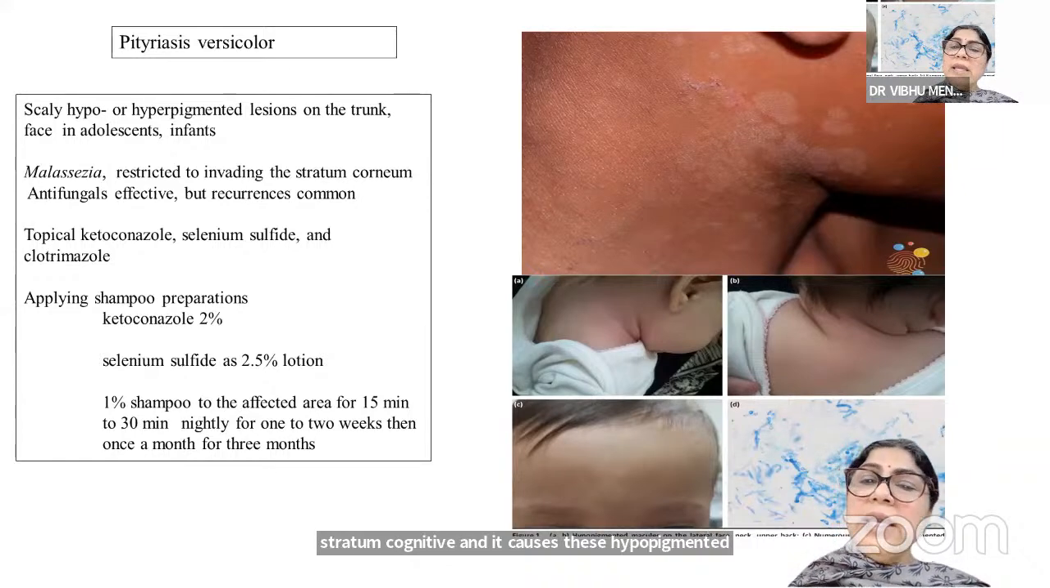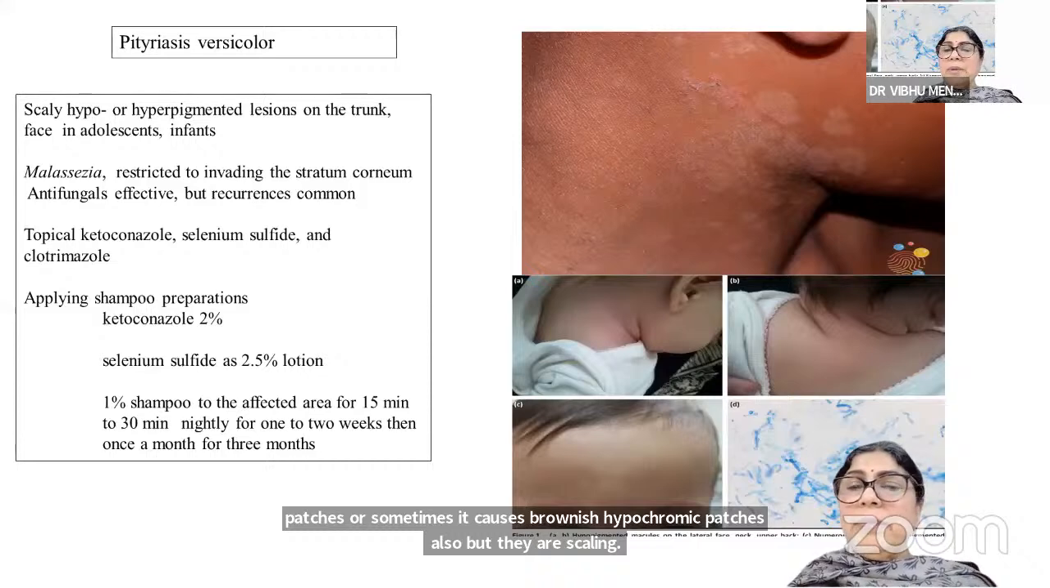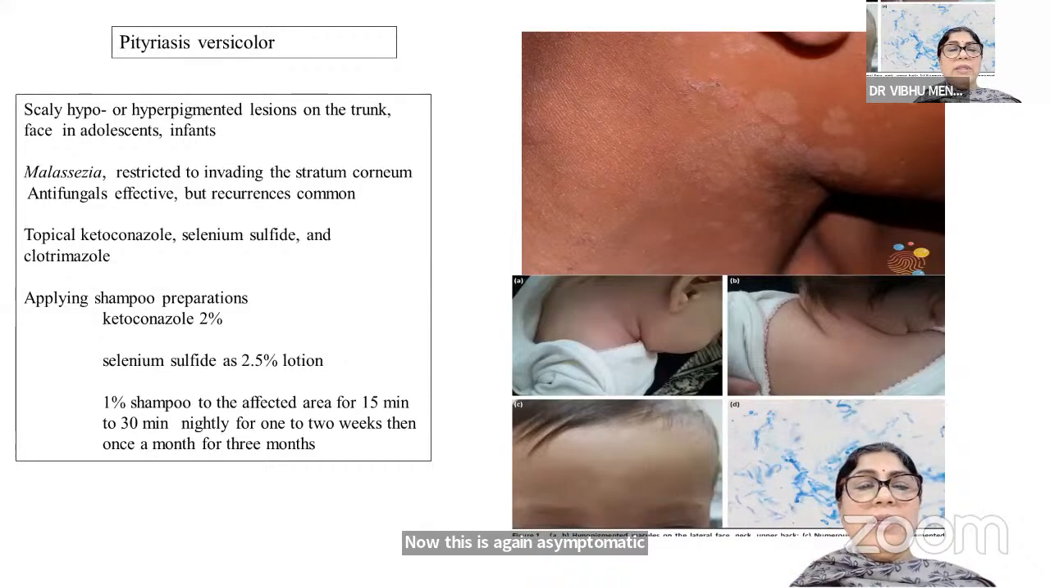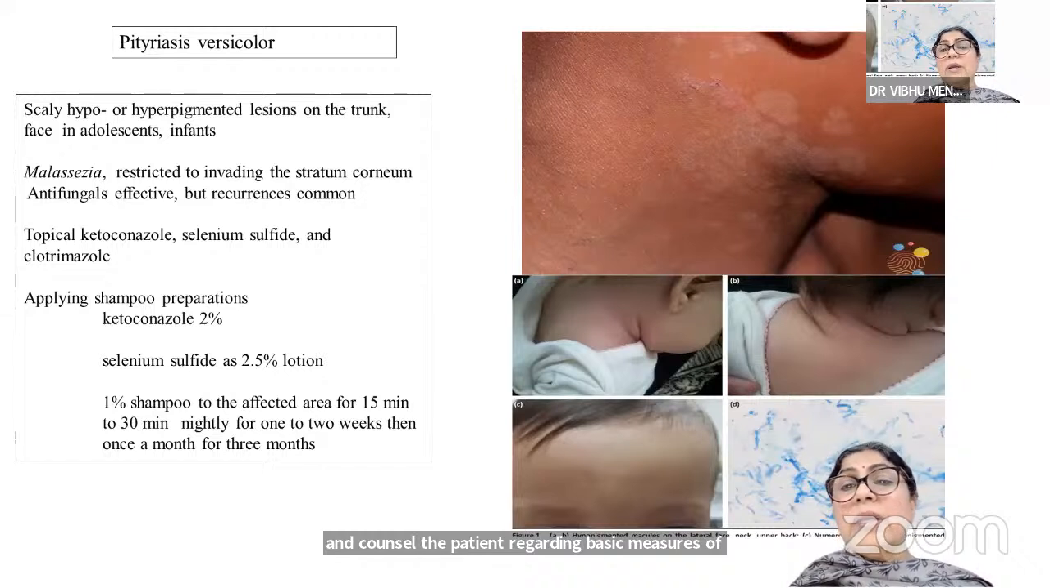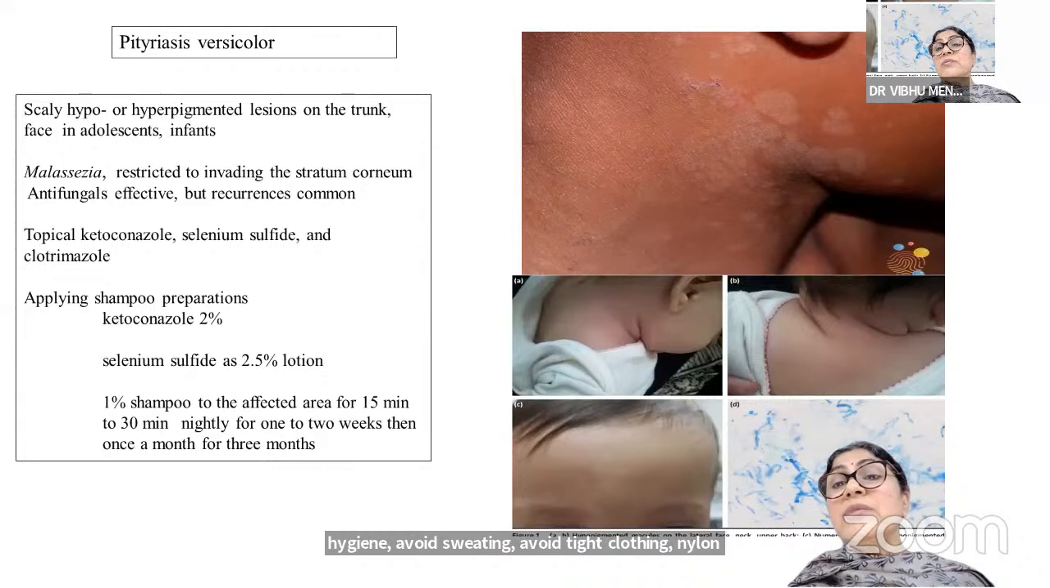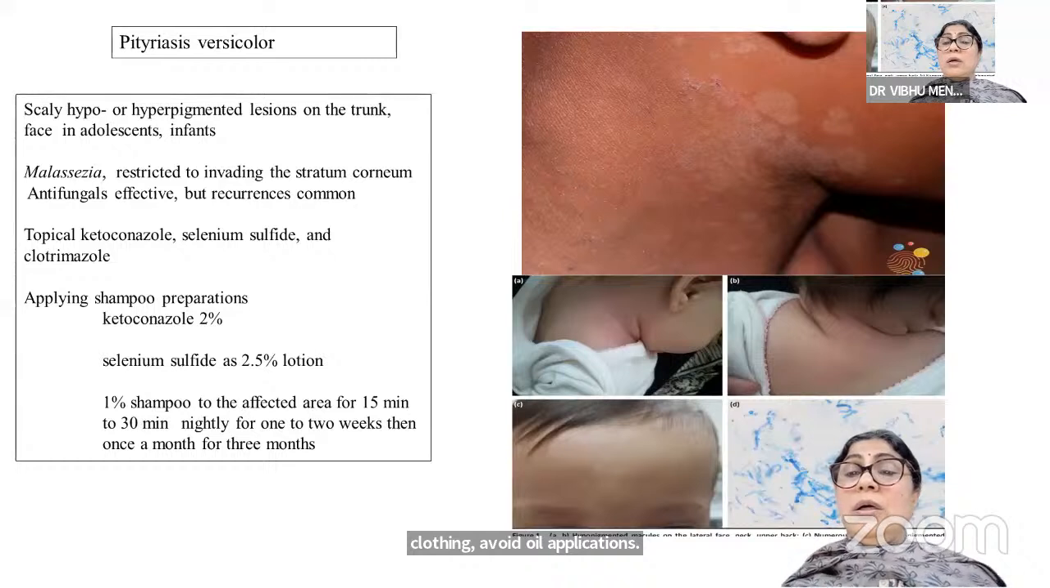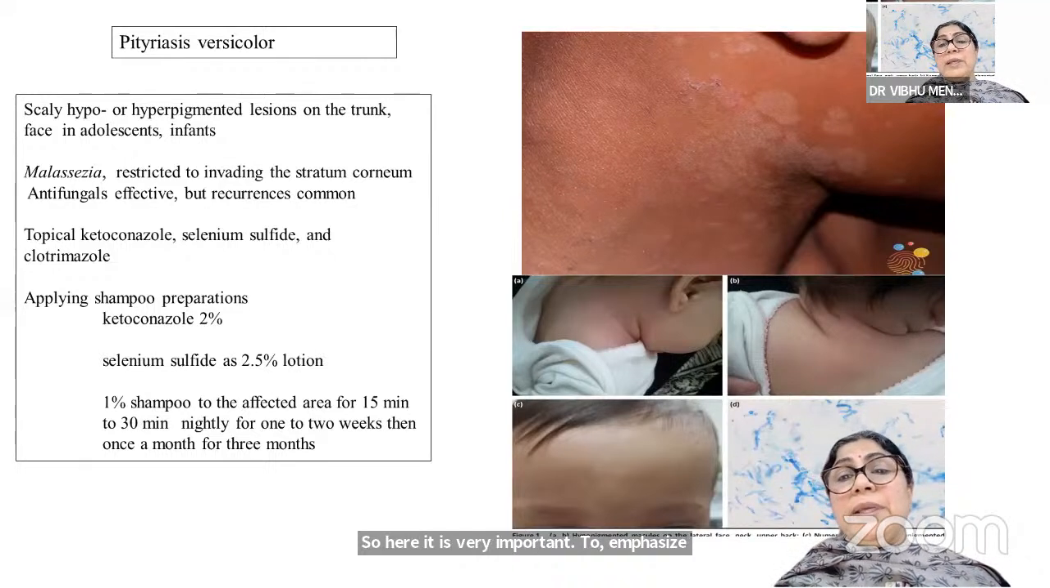Now, this is again an asymptomatic infection. The child does not have any symptoms. And what you have to do is, you have to describe and counsel the patient regarding basic measures of hygiene: avoid sweating, avoid tight clothing, nylon clothing, avoid oil application. So here it is very important to emphasize avoiding application of oils externally on the skin.